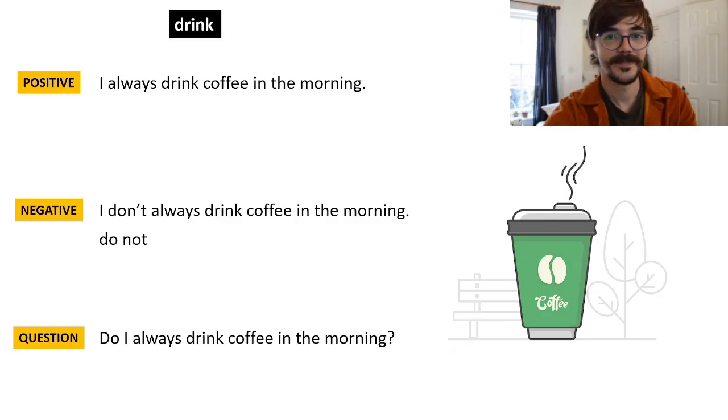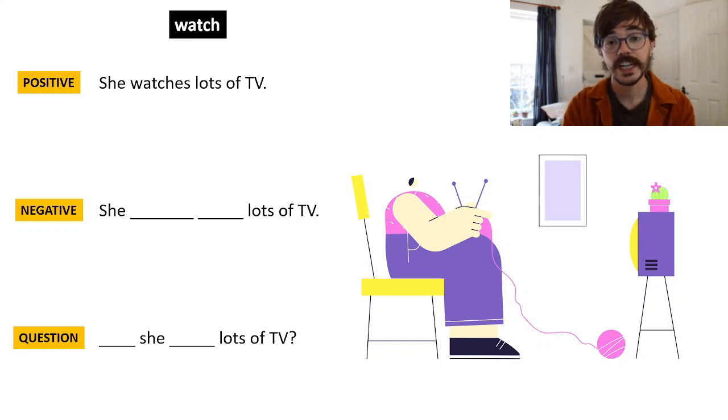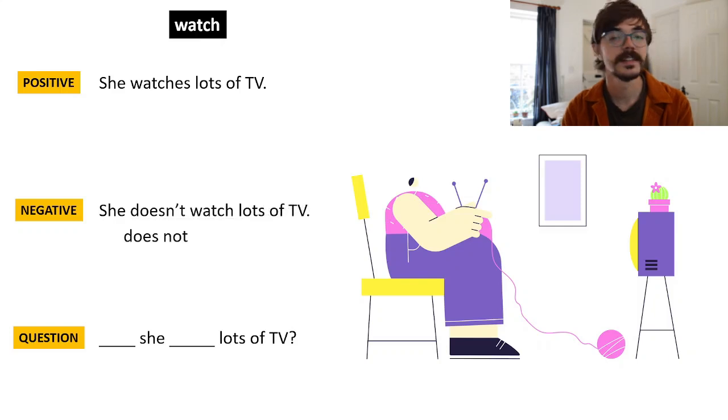Okay, next one. Can you finish these sentences with the verb watch? 10 seconds, go. So our first one, she watches lots of TV. Remember, we've got she, so it's watches. Next one, she doesn't watch lots of TV. And our question, does she watch lots of TV?